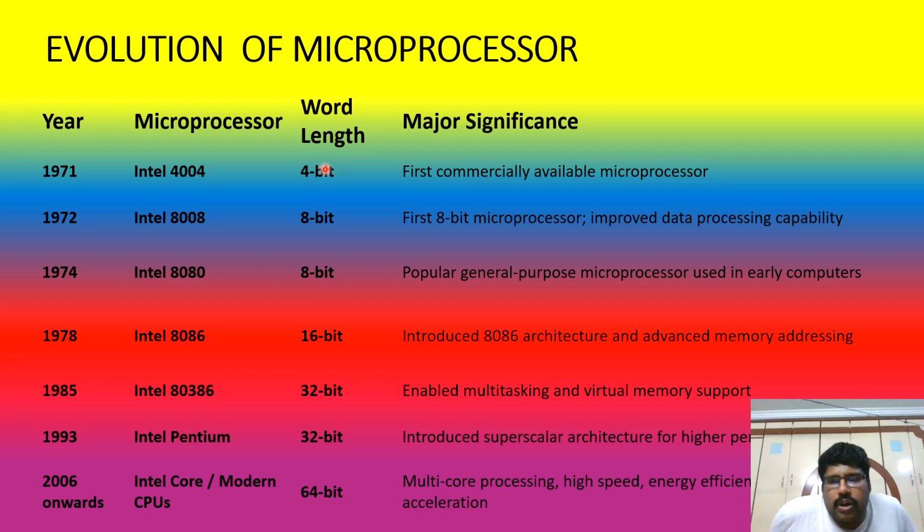If it is able to process 8 bits of data in a single clock cycle, then it is called an 8-bit microprocessor. Generally, not in all cases, the word length depends on the number of data lines. So in 1971 they tried the 4-bit microprocessor. This is the first commercially available microprocessor, but this was a failed version.